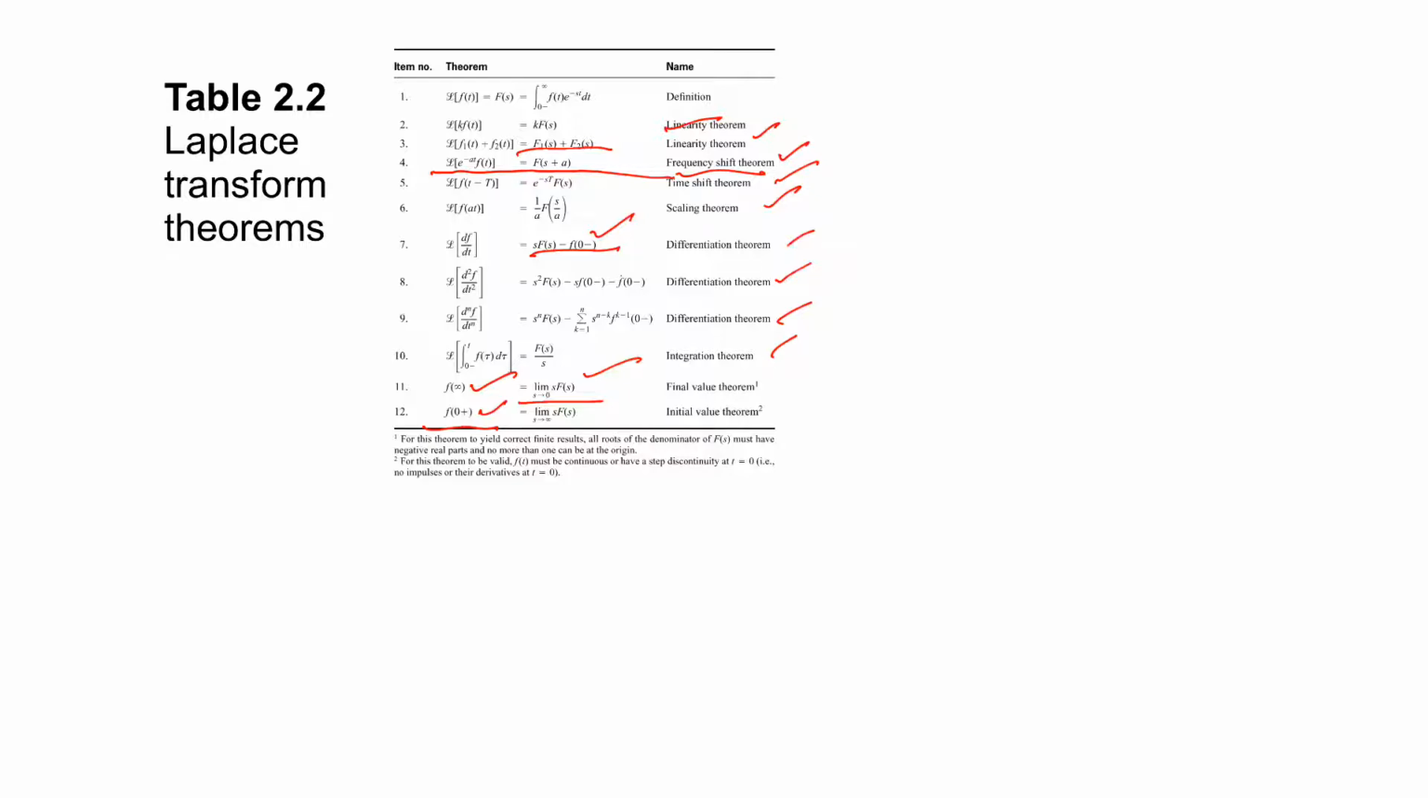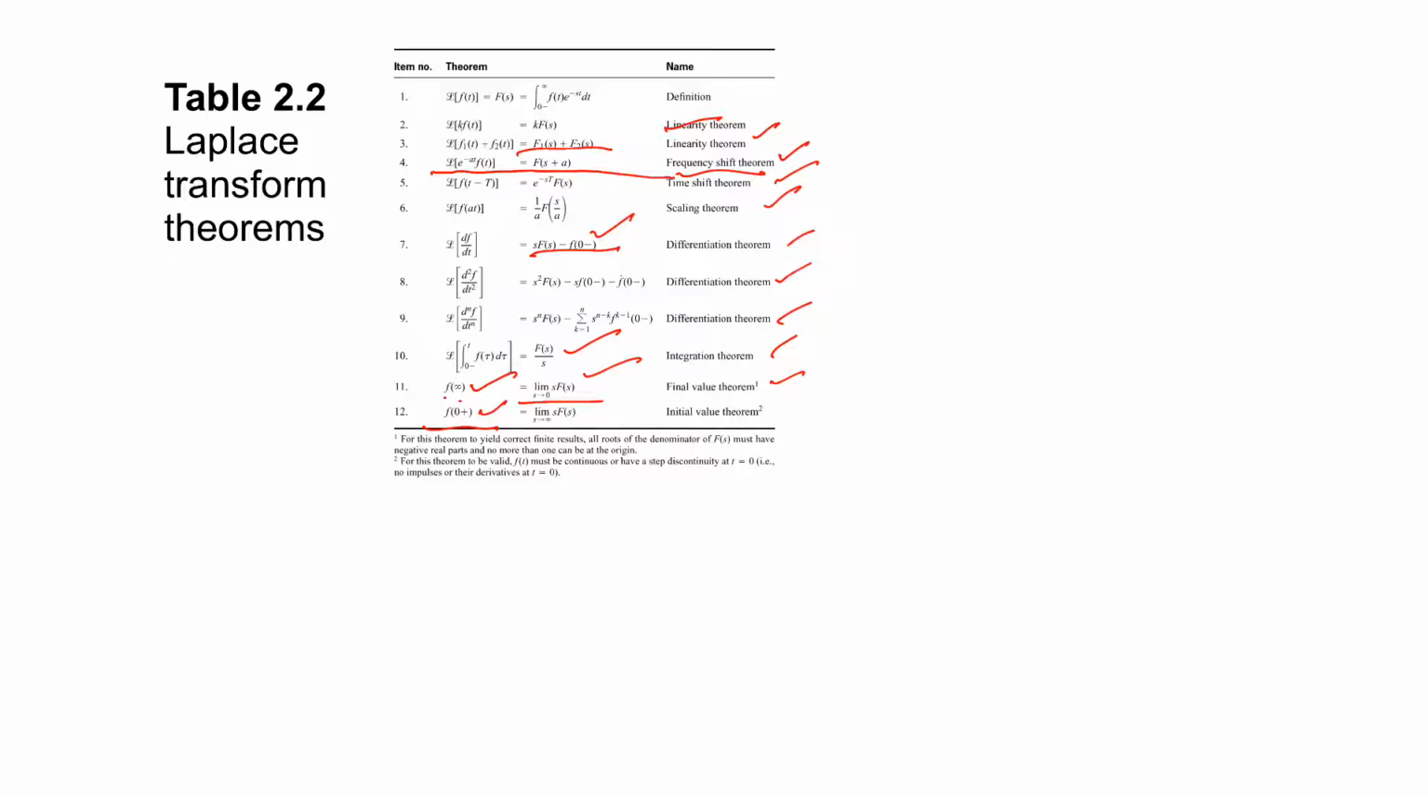Like we have differentiation, which can be represented by sF(s) minus f(0). Then we have integration, which can be represented by F(s) divided by s. Then we have two theorems which are generally used to find the response at t equal to infinity and t equal to 0. For t equal to infinity, we use the final value theorem: the function is represented as sF(s), and taking the limit as s tends to 0 we get the response at t equals infinity.